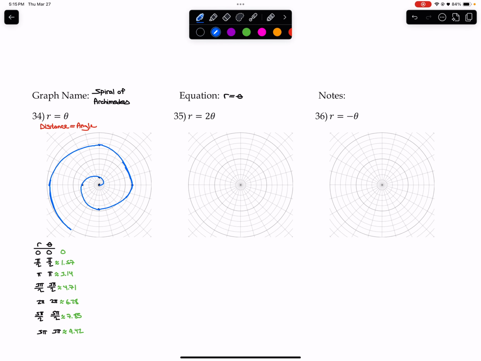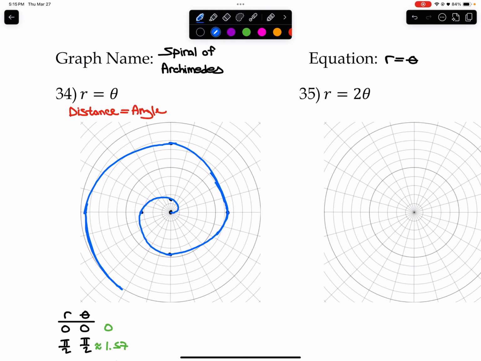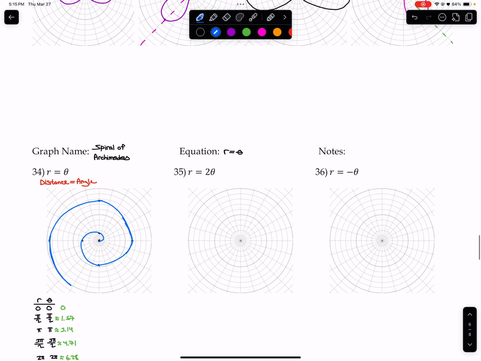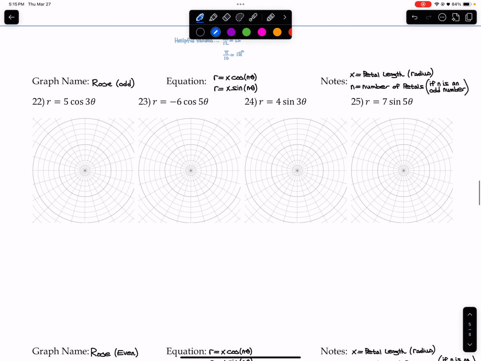So I'm not going to worry about the other two graphs. As long as you can recognize the equation and the spiral, honestly, I'm happy. So now let's go up and do the roses. So with the roses, I'm only going to do a couple of these.